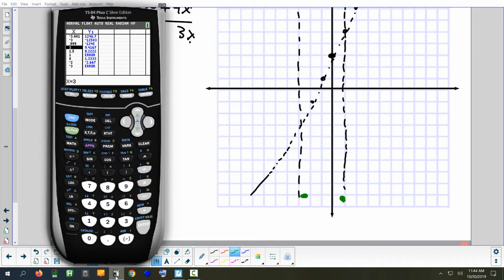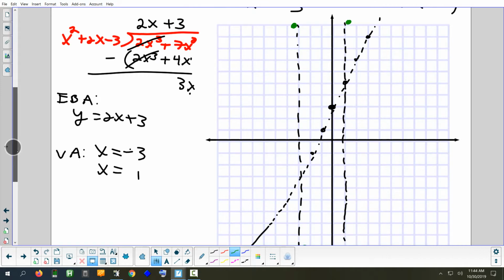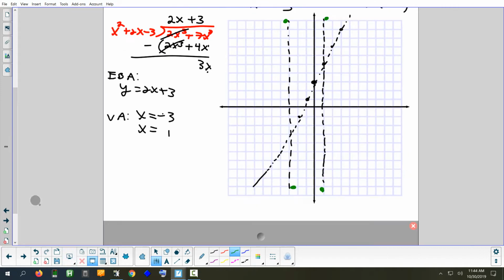A little bit bigger than 1, 1.001. Positive 1,254. So way up here. So, by looking at where my green dots are, can anybody tell how many sections I'm going to have in this graph? 3. It's going to be 3. Yeah.